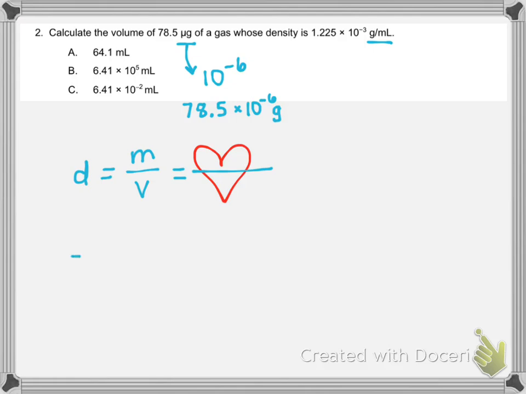Okay, so then we can take that and say 78.5 times 10 to the minus 6 grams. So starting with what I'm given, and then I can use the density as a sort of conversion factor. So I need to put grams on the bottom. And what I see from that density is that in 1 milliliter there will be 1.225 times 10 to the minus 3 grams.